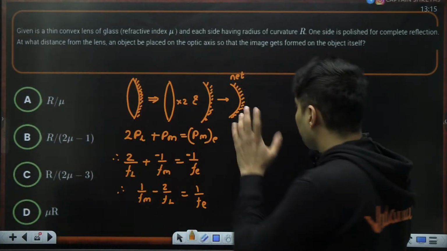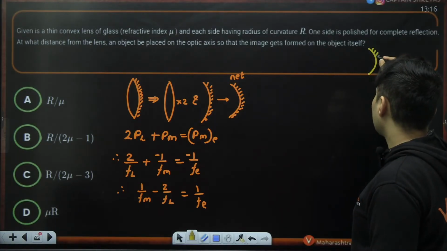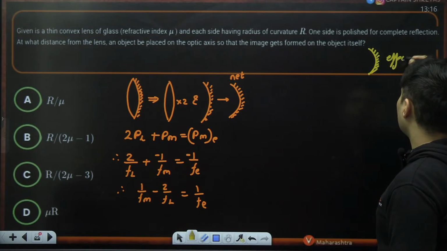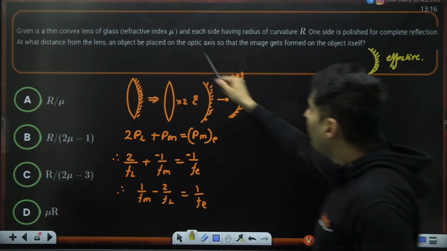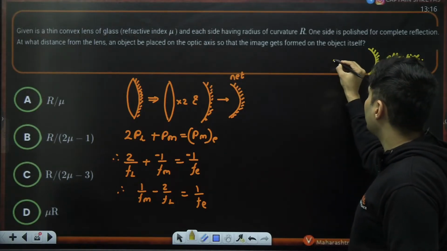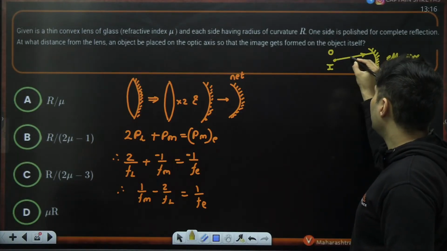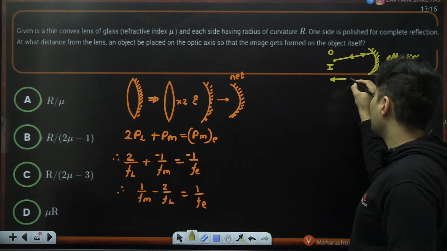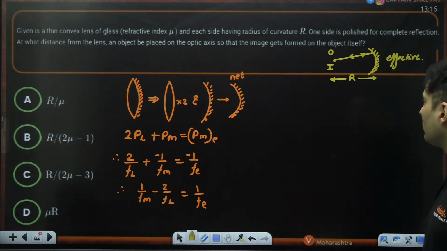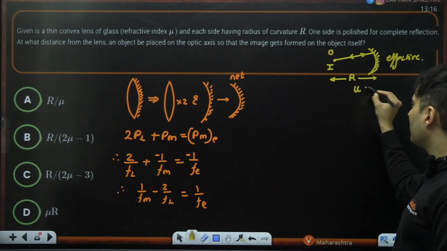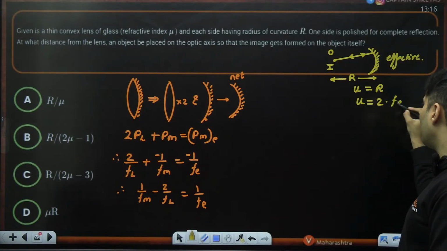Now let's think. For that effective combination, whatever is that effective mirror, it is given that the object is placed such that the image is formed on itself. So if the object and the image coincide, that means the ray retraces the path. That means this distance should be the radius of curvature. So the object distance is the radius of curvature, which is 2 times the focal length of the effective mirror.